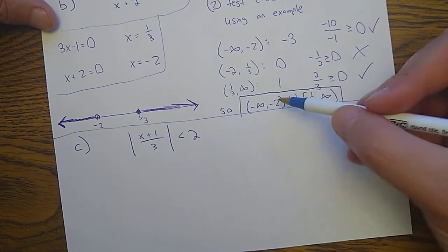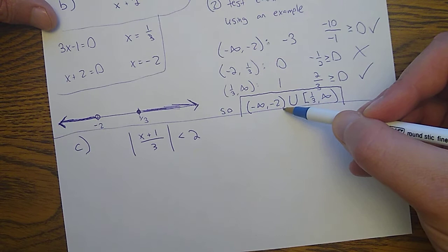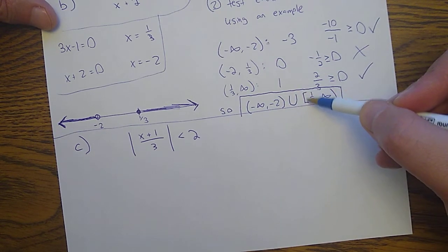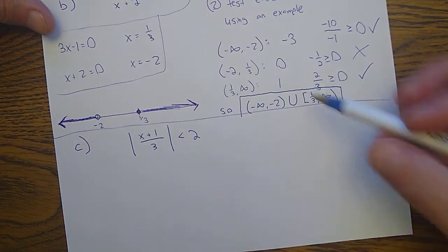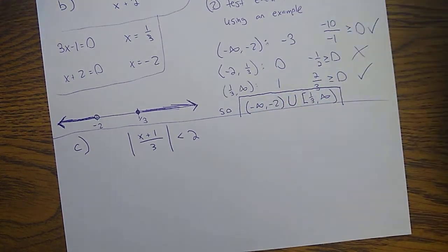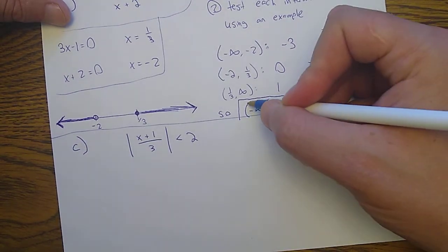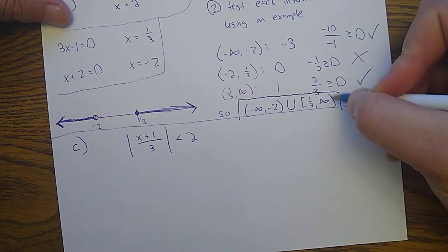And yeah, let me emphasize one more time. -2 is not included. That's why this is round. 1/3 is included. That's why this is a square bracket. And by the way, infinity is never included. Infinity is not an actual number. So if you have infinity or -∞, it's always round parentheses around those.